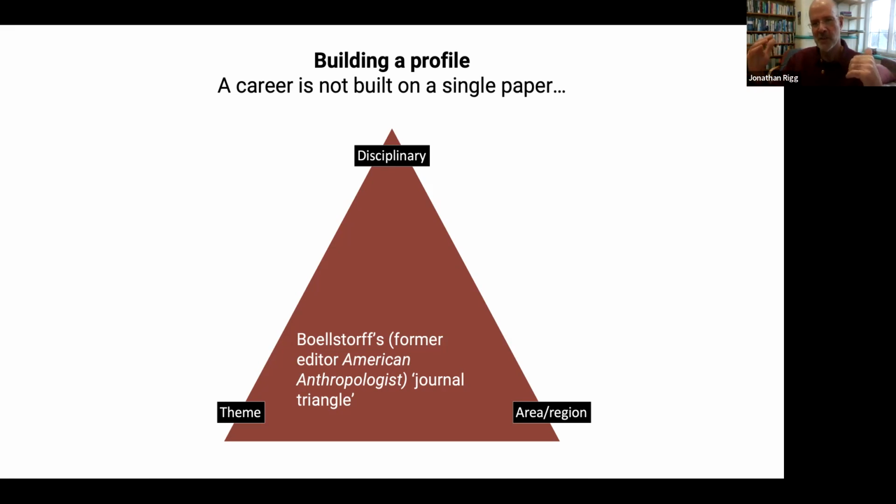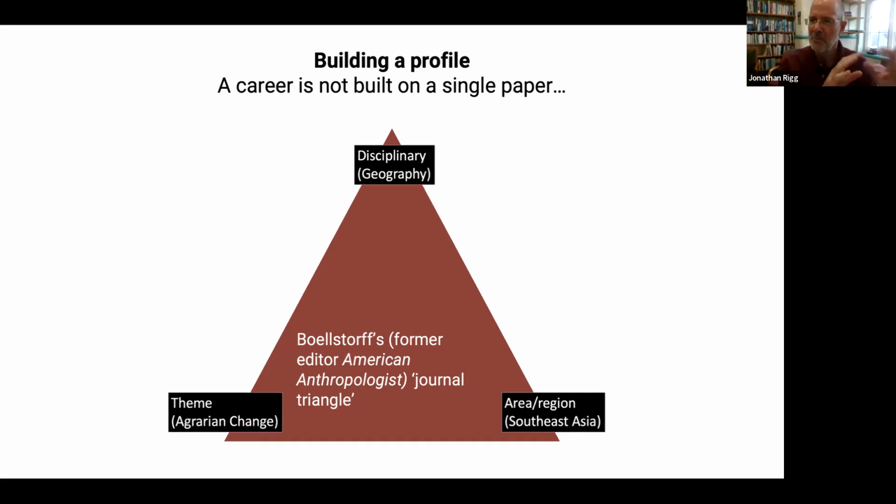And we engage with a discipline. For Hyun and myself, it's geography, but some of you may be sociologists or anthropologists or whatever. We often have an area or region that we work on. So it may be North America, Southeast Asia, Japan, whatever. And then we have a kind of thematic interest. So Hyun's broad theme is urban studies. My broad theme is agrarian studies. And within that, there will be sub-themes and subfields. And I think for most of us, we can place our publications at different points within this triangle.